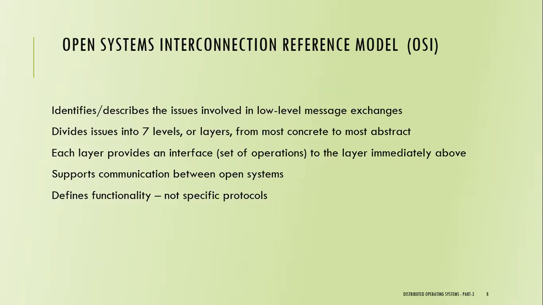Open Systems Interconnection model. In the OSI model, communication is divided up into 7 levels or layers. Each layer deals with one specific aspect of the communication. In this way, the problem can be divided up into manageable pieces, each of which can be solved independently of the other. Each layer provides an interface to the one above it. The interface consists of a set of operations that together define the service the layer is prepared to offer its users.